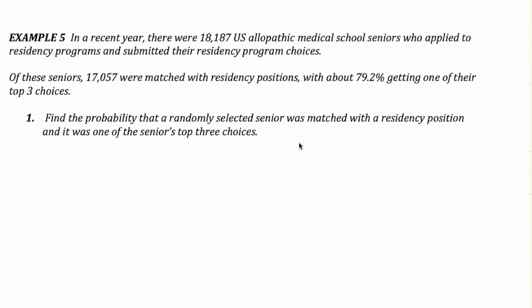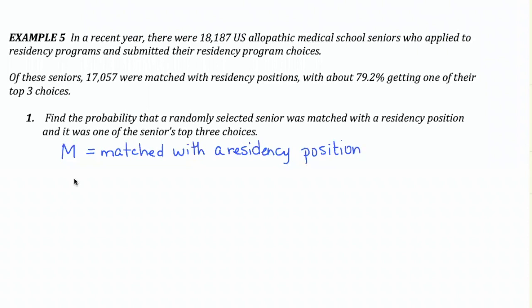So in this case, I have 2 events taking place. I'm going to call the first one M, and that's going to be the event of being matched with a residency position. And the second event is that it happens to be a match with one of the top 3 choices. So I'm going to use 3 to represent matched with a top 3 choice.